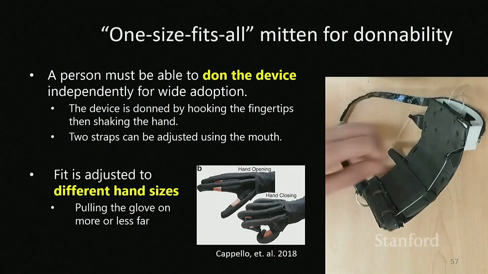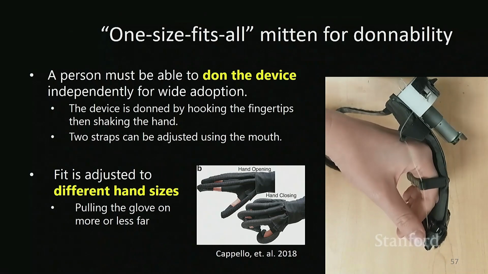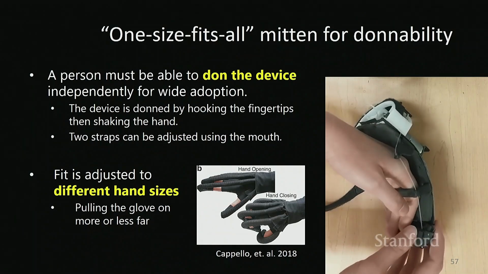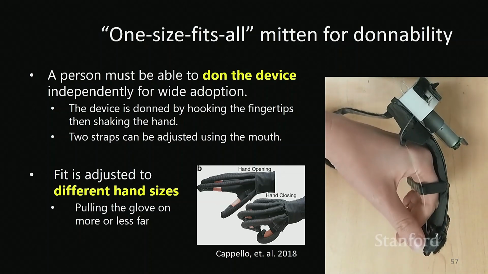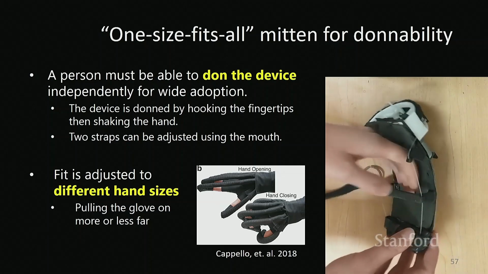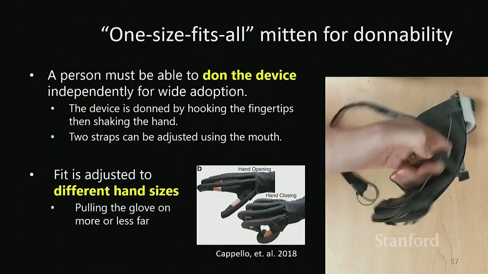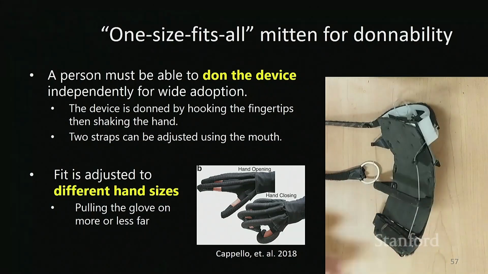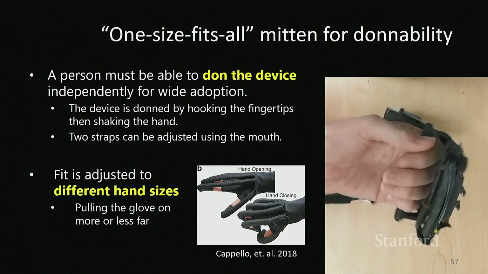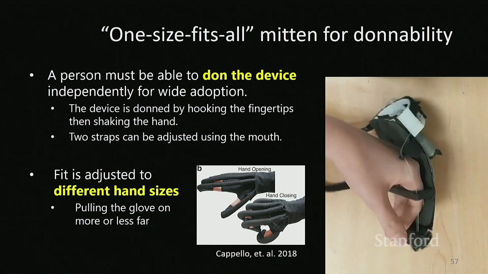So in this device, we really focused on having this open surface on the base where somebody could hook their fingers very easily and push it on, and then it's pretty much in place, except for maybe 2 straps that you could do with your teeth. So this was a really important element. That said, we haven't characterized donnability yet for this device, and in fact, that's not a super well-defined parameter.